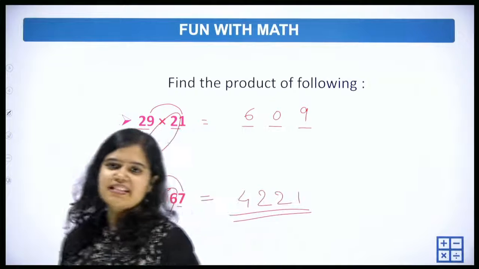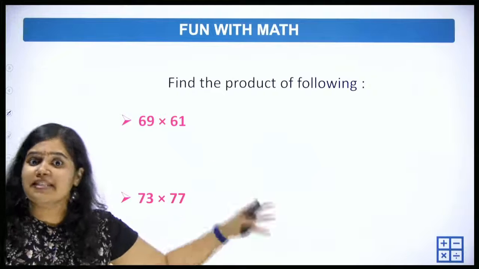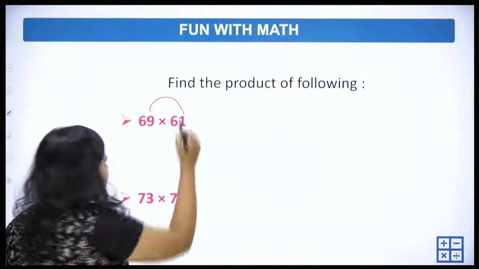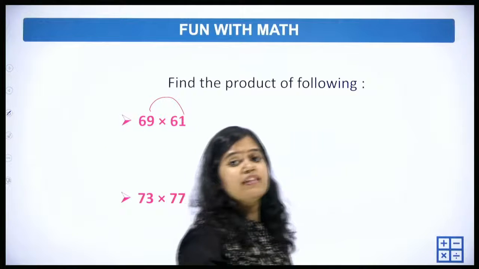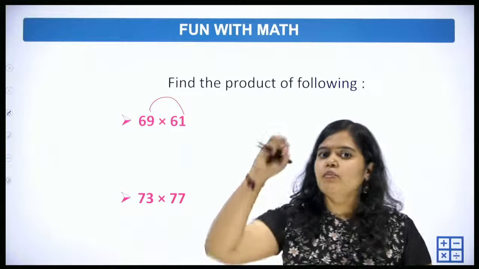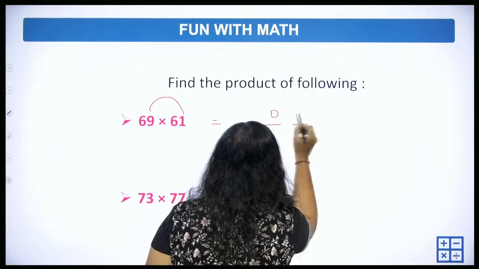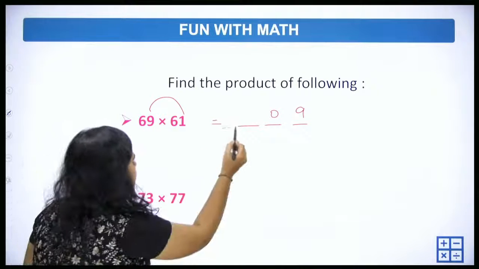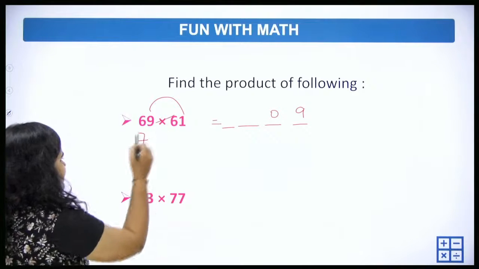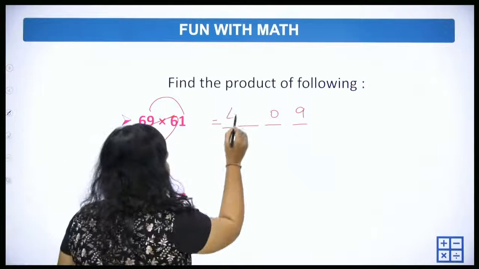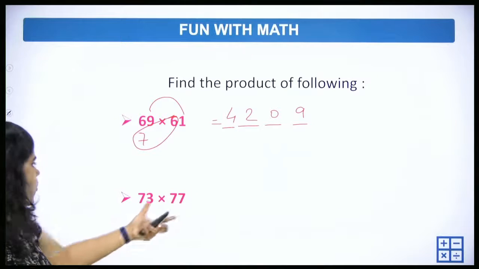Let's solve a few more problems of this kind now. Find the product of 69 into 61. Again, 9 into 1 is 9 and we have 0, 9. Always remember, if we get a single digit number in the product, we put 0 also. So this is going to be 0, 9, right? And what about 6 and 6? As I already told, when you have 6, take 7. 6 7s 42. So 4209 is the multiplication product. Clear?